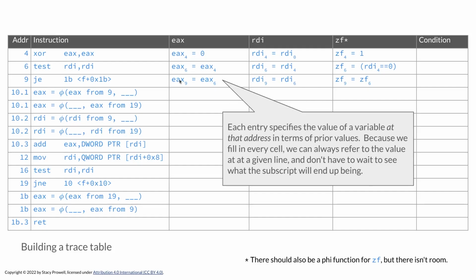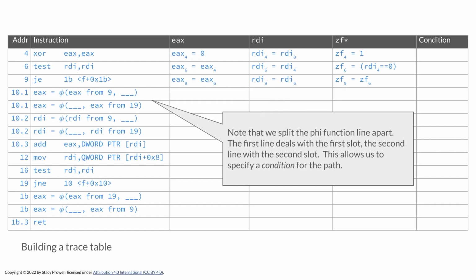And then up here I'm doing the usual stuff. Here I've set EAX to 0, so I say EX4 gets 0. RDI doesn't change. The zero flag is 1. Yeah, it is, isn't it? So I'd say ZF sub 4 is 1. No condition associated with this. The next one, same kind of thing. Next one, same kind of thing. You should be able to follow these through without me having to explain them all. So now we've split the phi function apart. First line deals with the first slot, and the second line with the second slot. And this lets us specify conditions for the path that leads there.